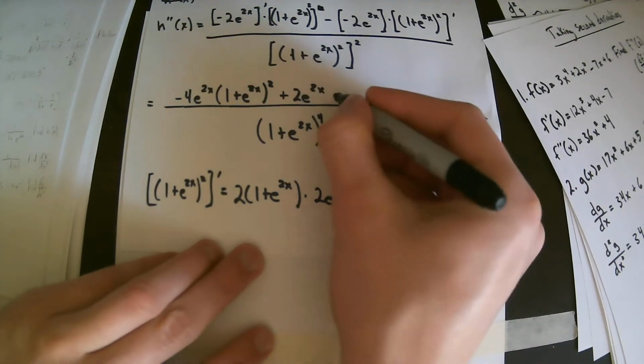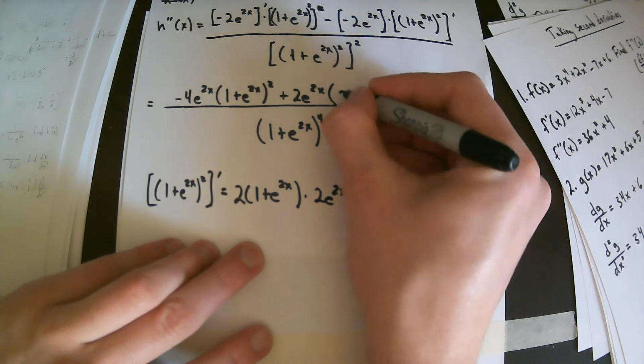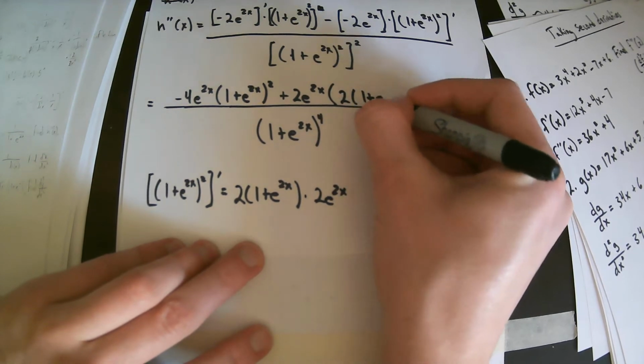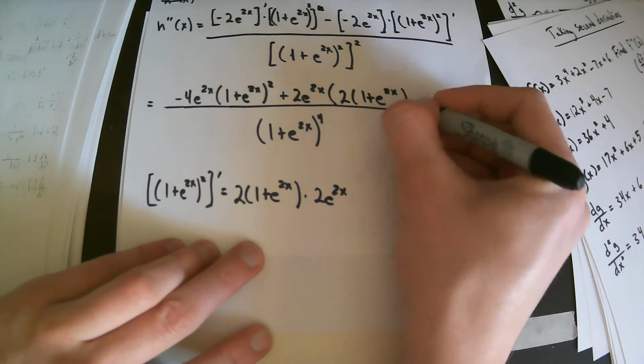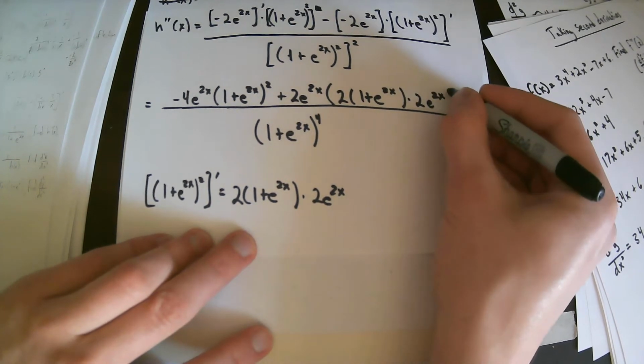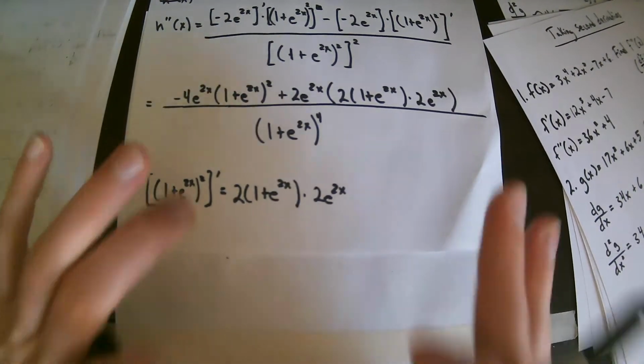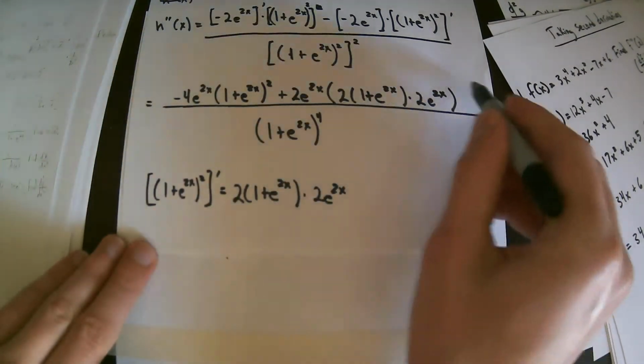So all of this goes right here. Better wrap it in parentheses. So 2 times 1 plus e to the 2x times 2e to the 2x, close the bigger parentheses. This could surely be cleaned up a lot, but this is fine. This setup is just fine.